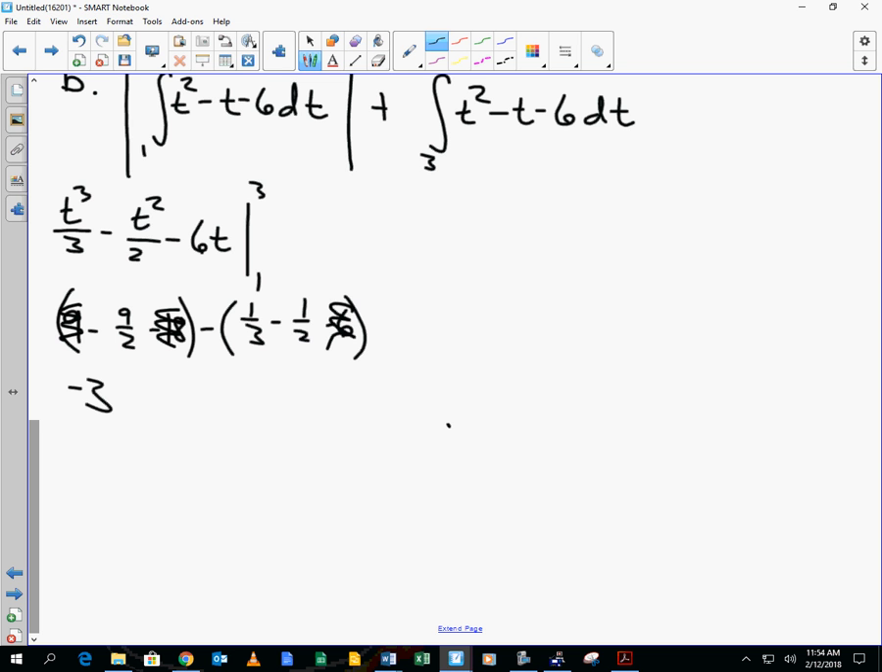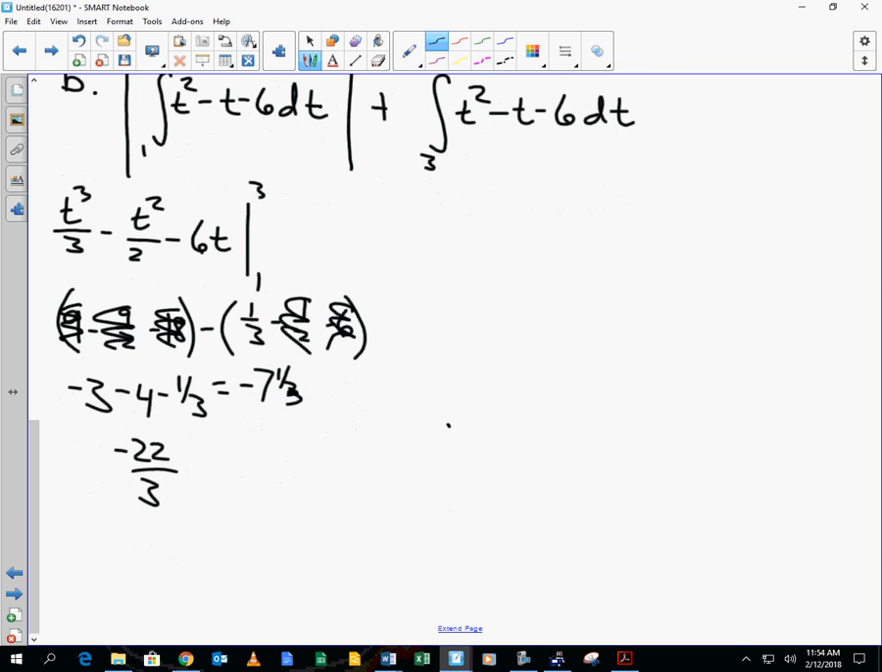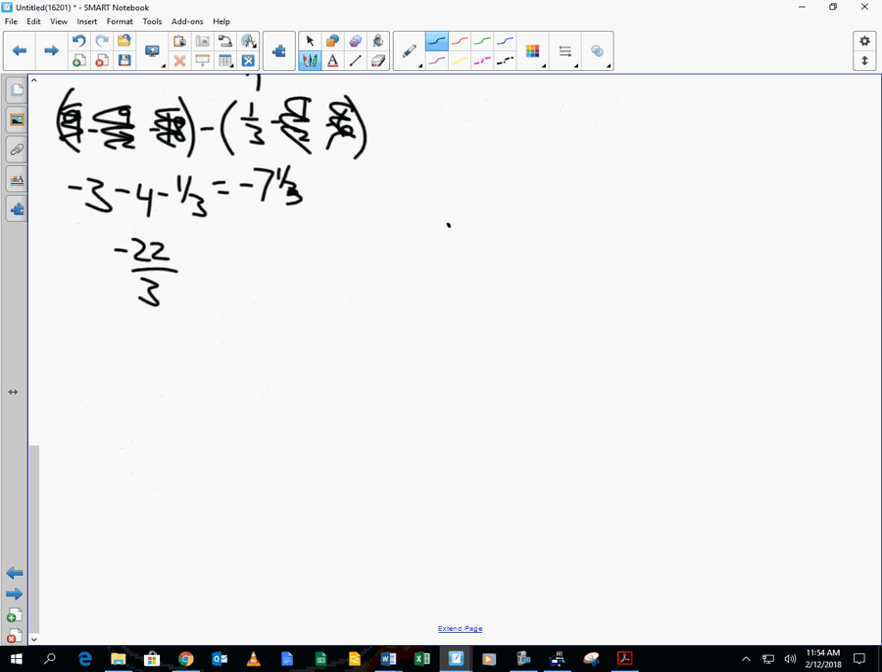Negative 9 halves minus a negative 1 half. Minus 4. Positive 1/3 or negative 1/3? So negative 3 minus 4 is negative 7. So I get negative 7 1/3, right? Or if I convert that to an improper fraction, I got negative 22 over 3. But it says that I want the absolute value. So I've traveled 22/3 in the opposite direction.